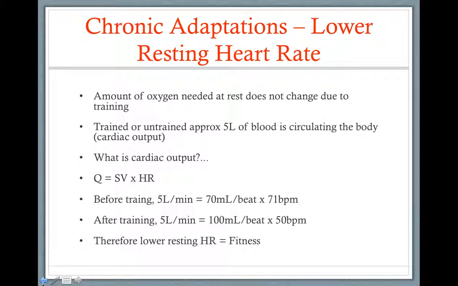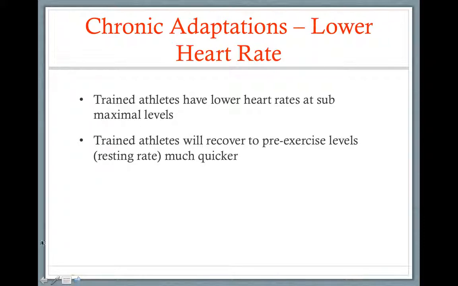At max it's going to be different because our max heart rate won't change, 220 minus your age. So both of these would be 202, but the difference is here. At max we are able to get more blood and oxygen around. Trained athletes have lower heart rates at sub-max, we just spoke about that.